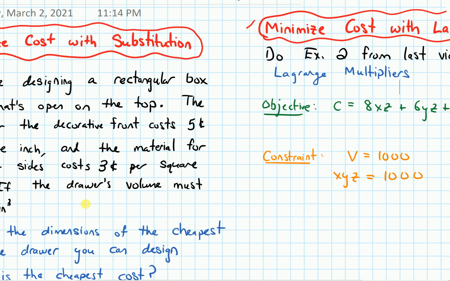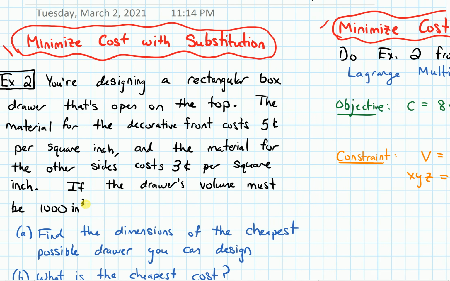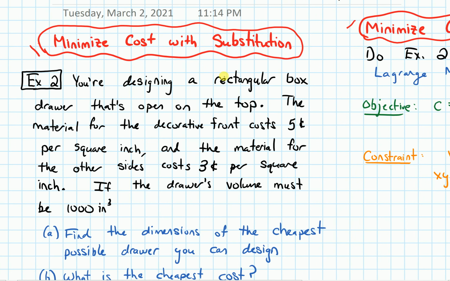So recall that the example was this question where we're designing this rectangular box drawer that's open on the top, so it's missing the top side. And the front of this drawer costs 5 cents per square inch. The material for all the other sides costs 3 cents per square inch. And we were given that the drawer's volume was 1,000 cubic inches.